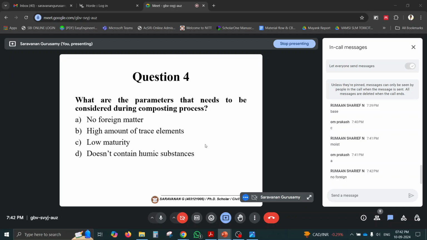No foreign matter, that is correct. What about humic substances? Okay, so option D says it does not contain humic substances, but the compost should have humic substances. Whatever the decomposed material which will be the product of the composting process, that is called humic substance. So compost will have humic substances. So option D is also wrong.